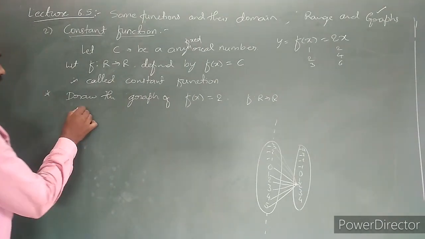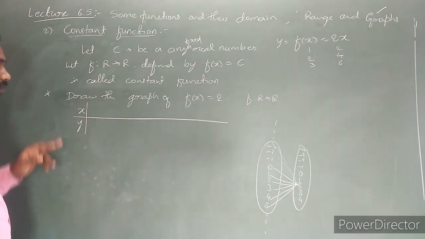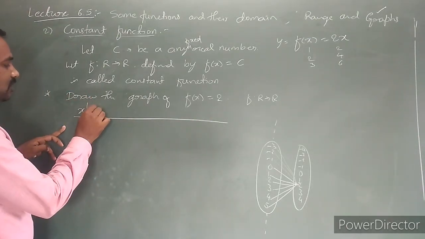Now, next we will write the table, because we are required to draw the graph. If the x value is 0, what is the function value?